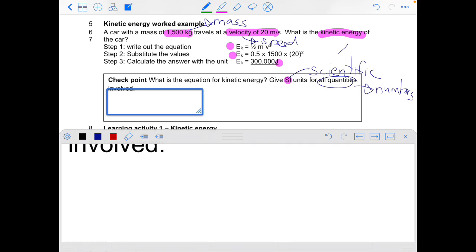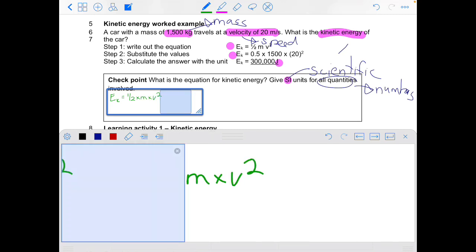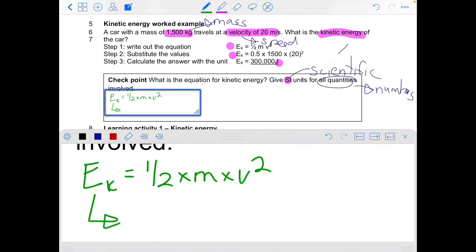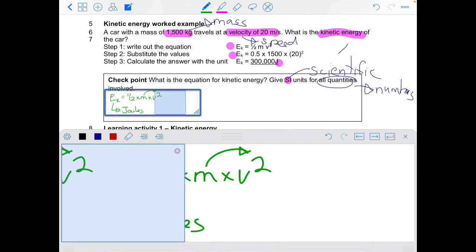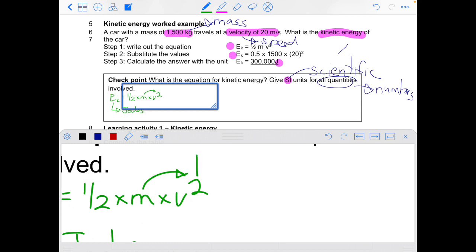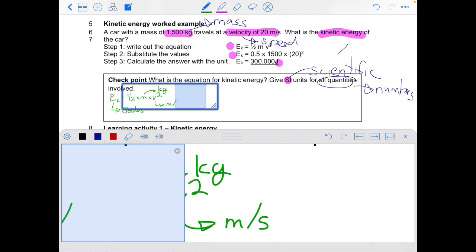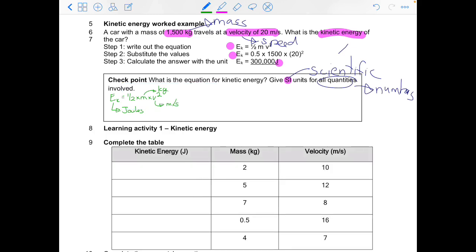So the equation for kinetic energy, if you don't remember, add it in with your green pen now, is we have our energy with our little k for kinetic is equal to 1/2 times mass times velocity squared. So kinetic energy, our scientific or our SI units, is joules. For mass, our SI unit is the kilogram. And for speed or velocity, it is meters per second. So that is the equation for kinetic energy with all the SI units.